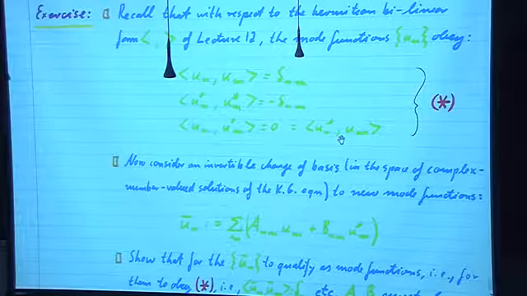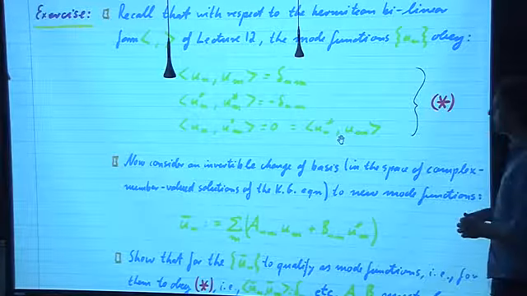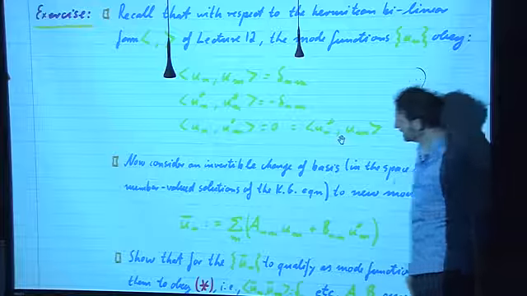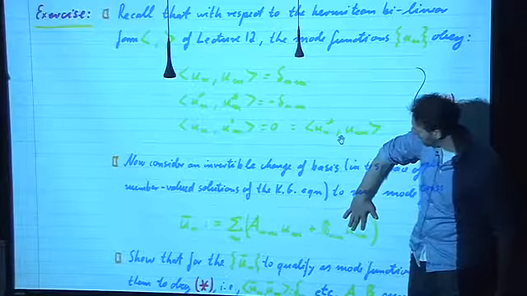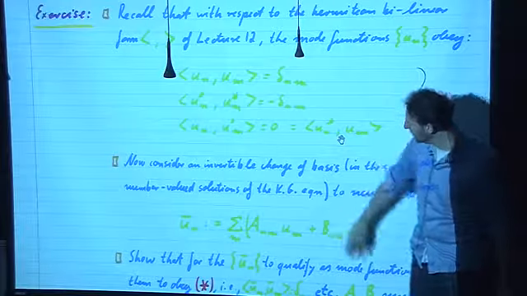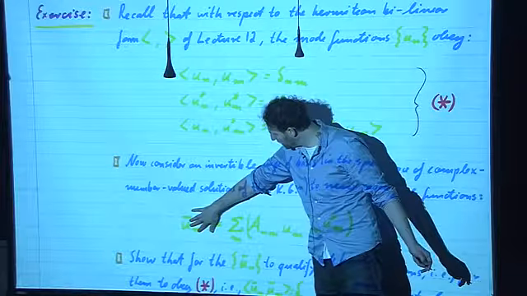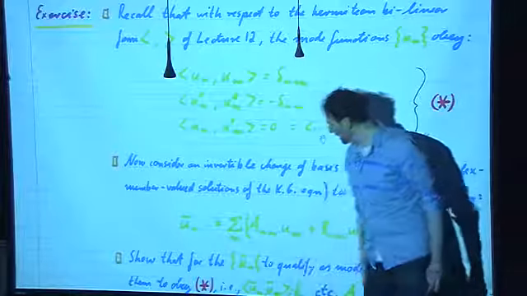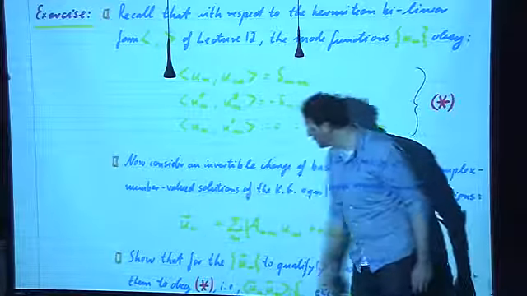And now consider an invertible change of bases in your vector space of complex valued solutions of the Klein-Gordon equation, so that we have new mode functions. So we take linear combinations of the old mode functions, the u and the u star, and the linear combinations are described by matrices A and B. That's the most general thing you can write down to linearly transform the old basis into a new basis, right? So these are the old bases, and then arbitrary coefficient matrices, and that's going to be the new basis.